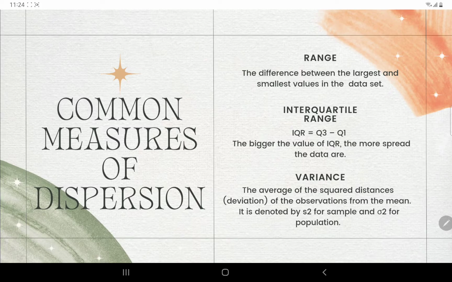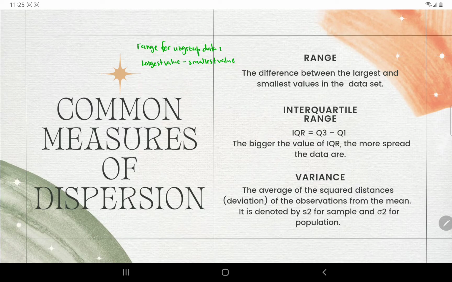We look at the first one first, the range. The range is the difference between the largest and the smallest value in the data set. So in order to find your range, you need to subtract the smallest value from the largest value of the data. To find the range for ungrouped data, you just subtract the smallest value from the largest value.